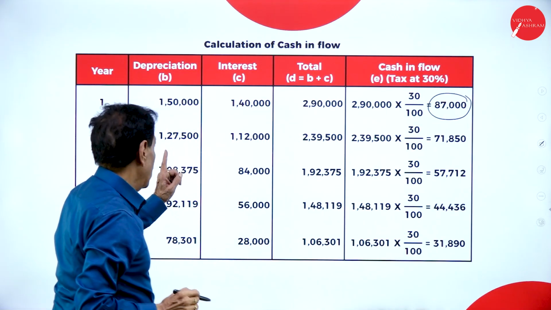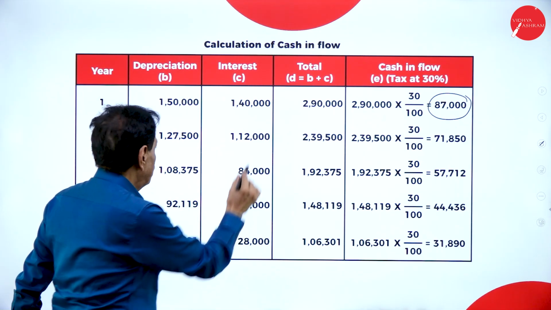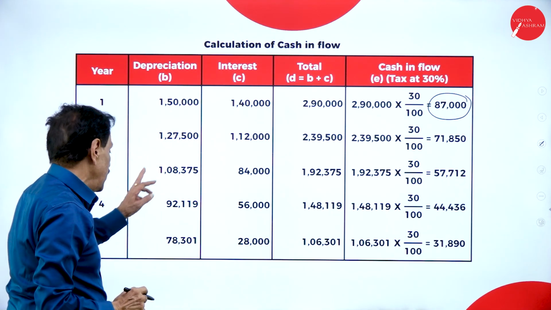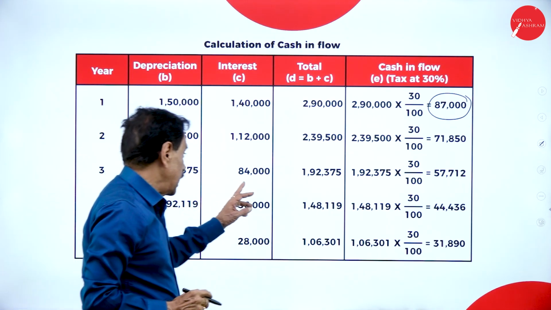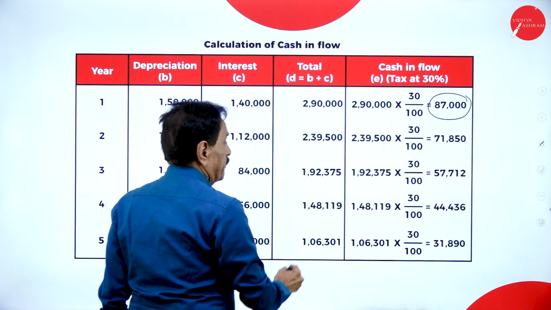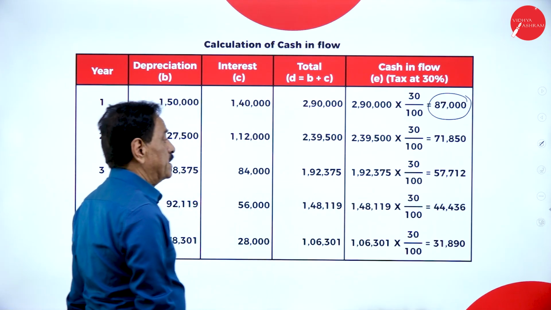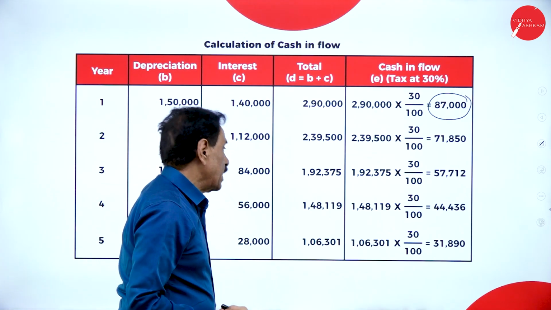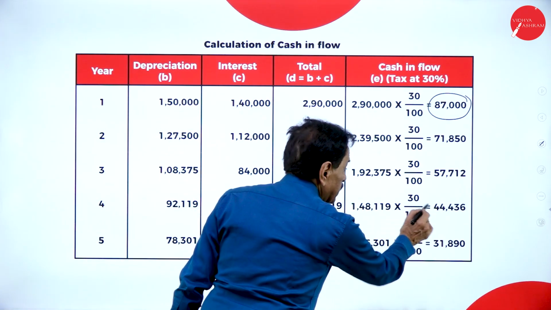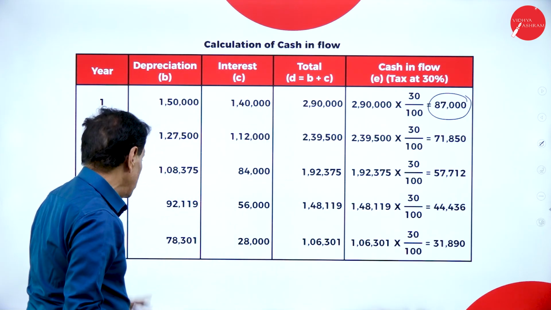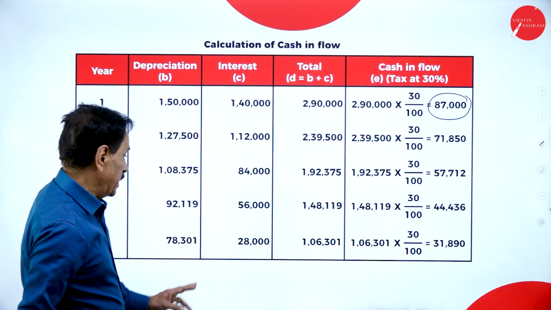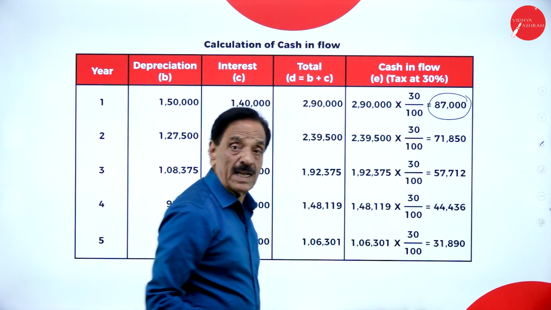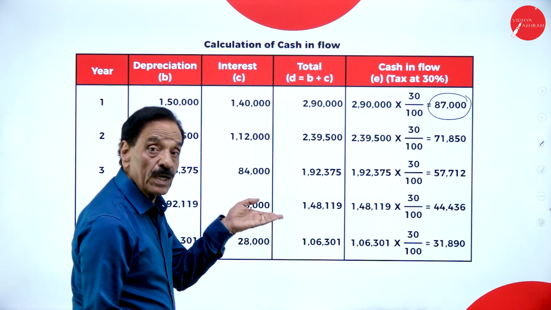Then second year, 1,27,500 plus 1,12,000 is 2,39,500. 30% is 71,850. Third year, 1,08,375 plus 84,000 is 1,92,375. 30% is 57,712. Fourth year, 92,119 plus 56,000 is 1,48,119. 30% is 44,436. Fifth year, 78,301 plus 28,000 is 1,06,301. 30% is 31,890. So these are the cash inflows.